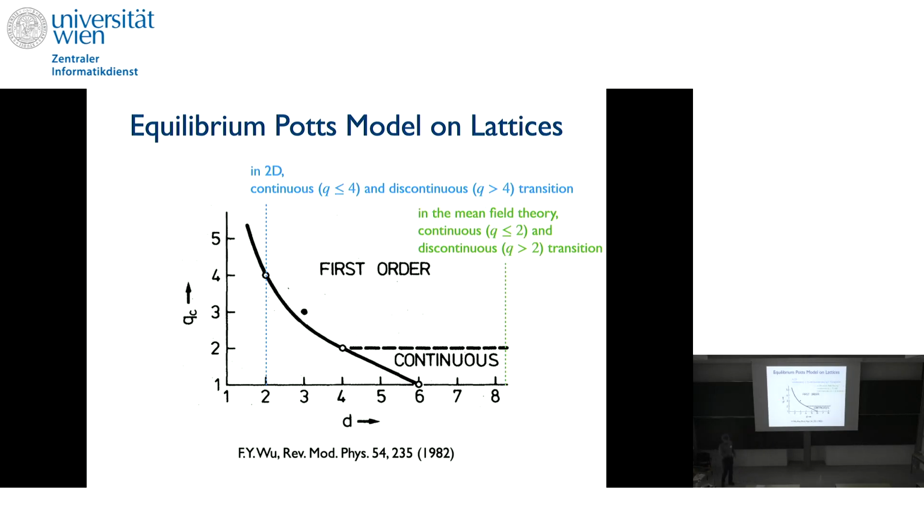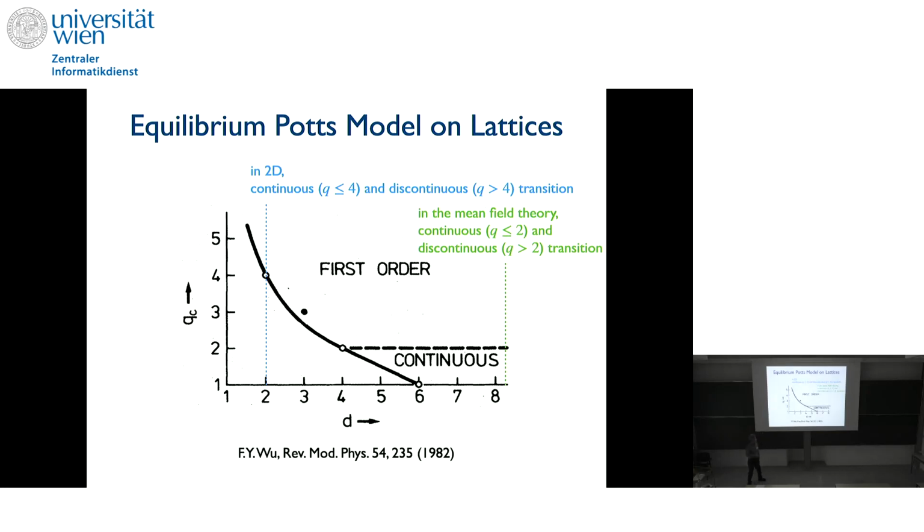Okay, so before we go into the story of the Brownian Potts model, I just remind you of some known facts about the phase transition of the equilibrium Potts model on lattice. This is the spatial dimensionality, and this is the value of Q. We are mostly interested in this two-dimensional case. If Q is less than 4, then this system has a continuous phase transition from disordered state to ordered state. But if Q is equal to or larger than 4, then this system has a discontinuous phase transition.